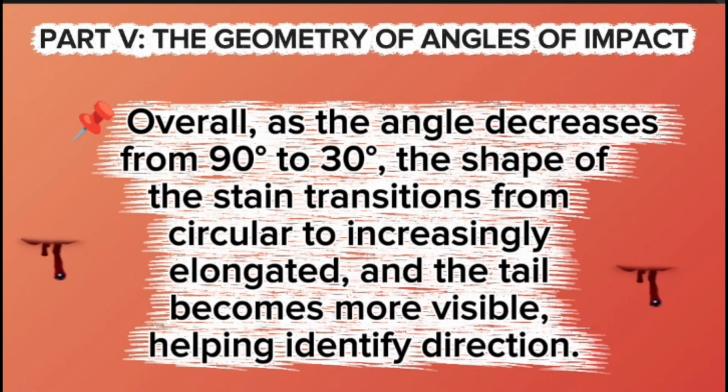Overall, as the angle decreases from 90 to 30 degrees, the shape of the stain transitions from circular to increasingly elongated, and the tail becomes more visible, helping identify the direction.